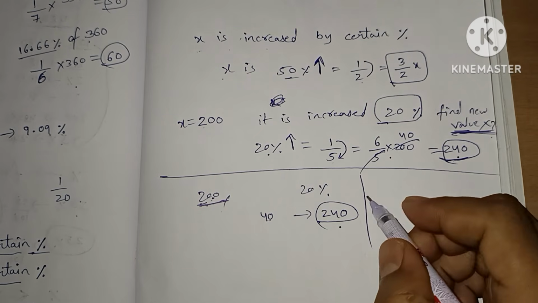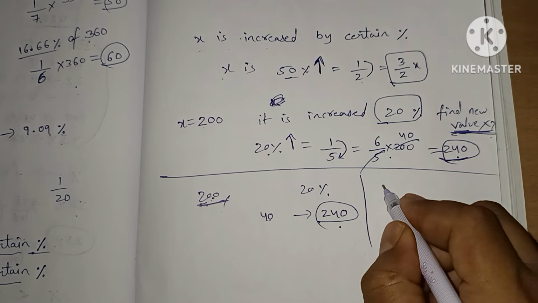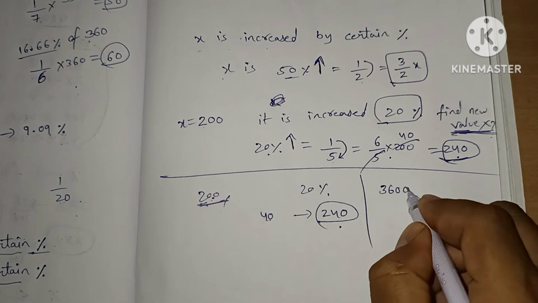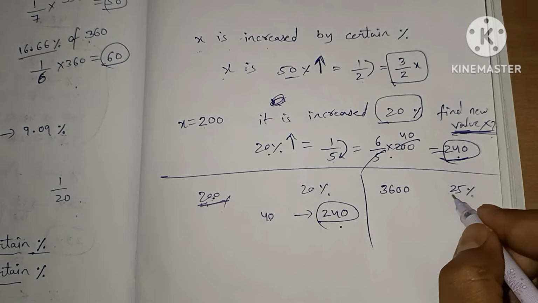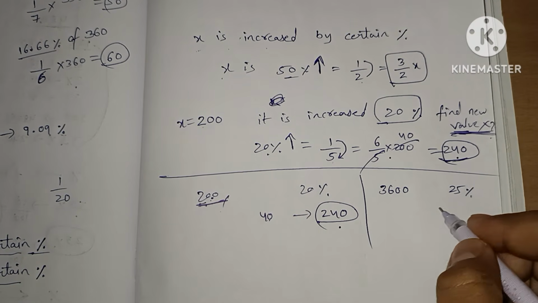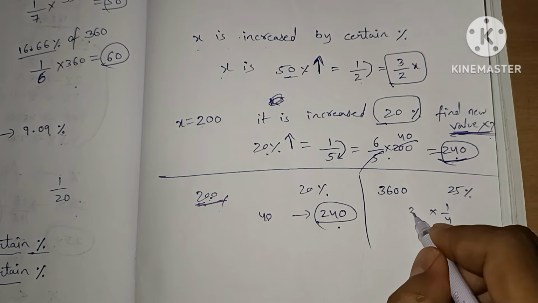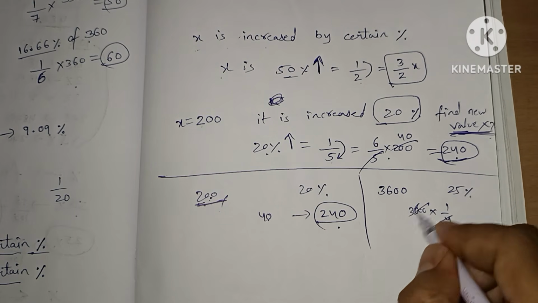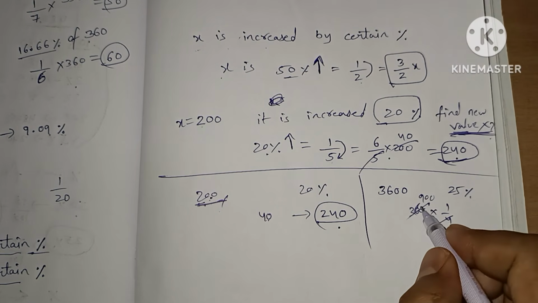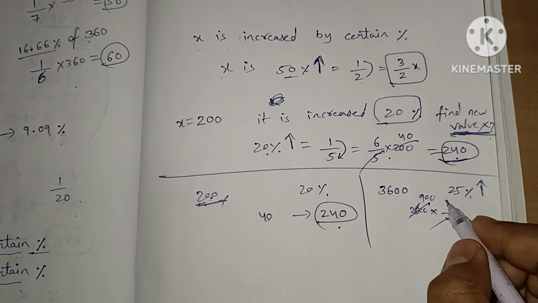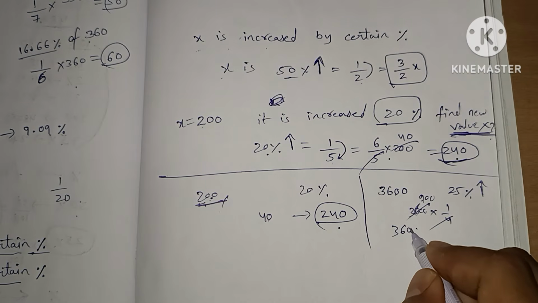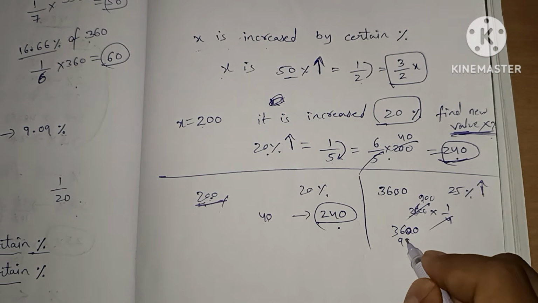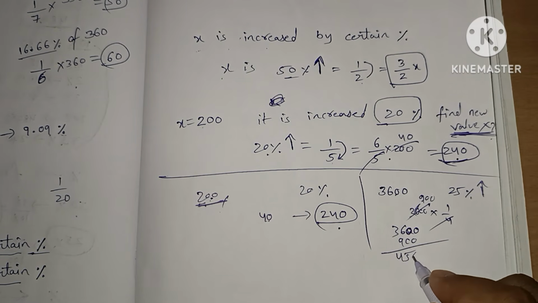Let's see another example of mind calculations. If we have 3600 increased by 25 percentage, we know that 25 percentage means 1/4 of 3600, which will be 900. So increased, I said that 25 percentage increased means the sum of these two, 3600 plus 900, which will be 4500.